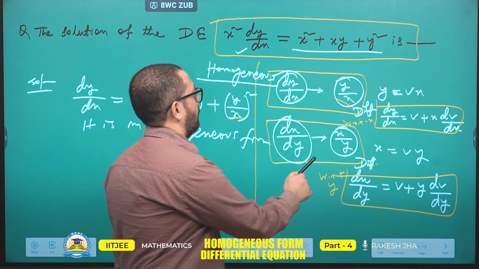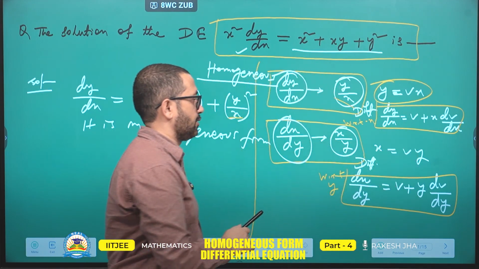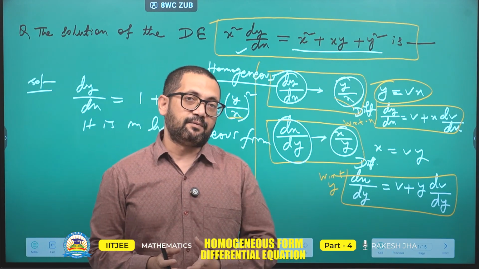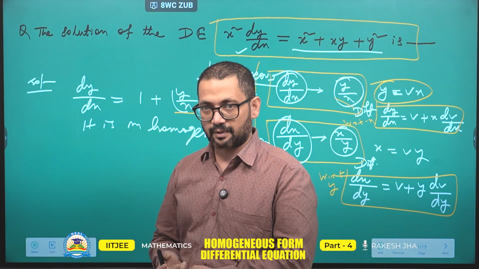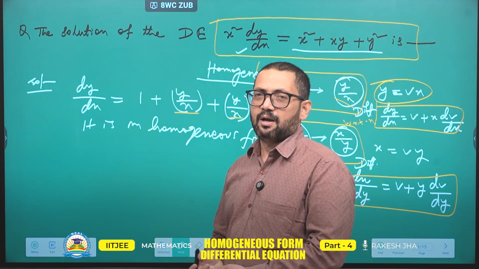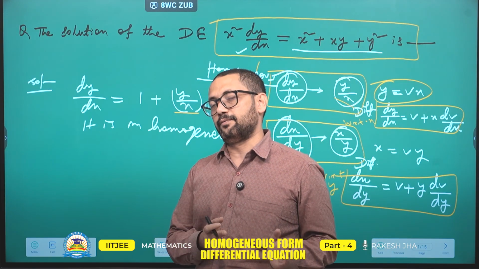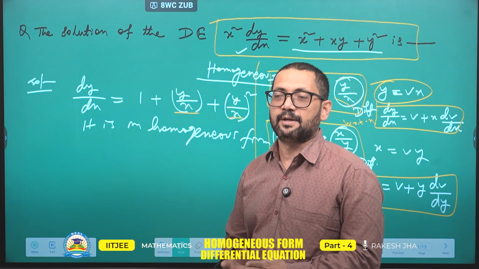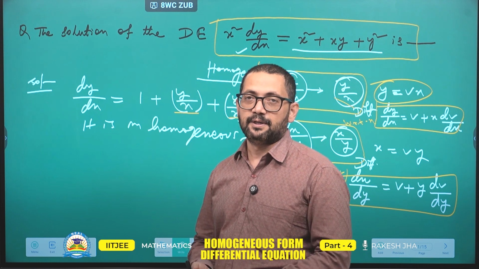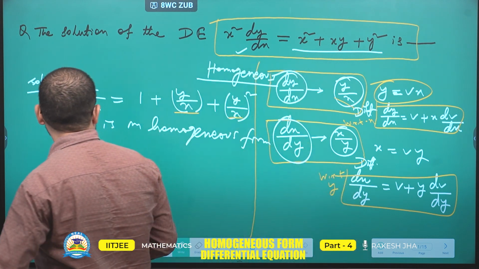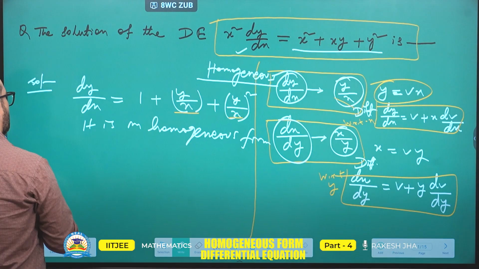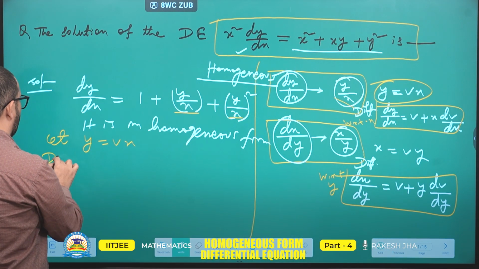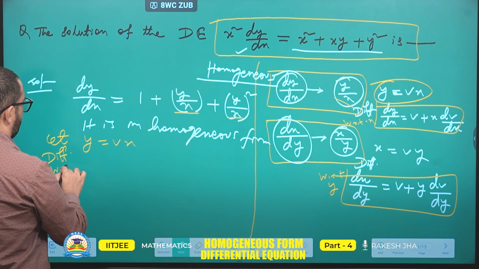We will assume y is equal to vx. Actually we are going to eliminate y by this substitution, and the new variable that we will have is v. So y will vanish and v will come out. You now have two variables, x and v. They are variables separable, so we can separate them and integrate them, and that's how we find the solution of the differential equation. So as I said, let y is equal to vx. Differentiate both sides with respect to x.